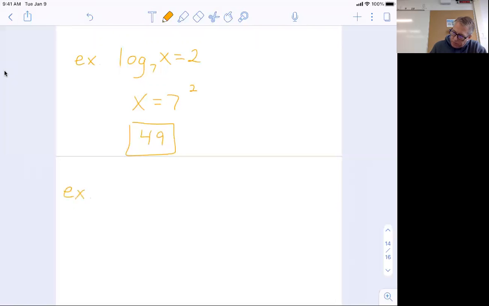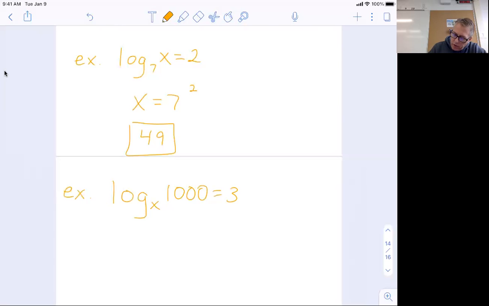But another example, if we had, let's say, how about log base x of 1,000 is equal to 3. So you may be able to do it in your head, like, all right, what number do I take to the third power to get 1,000?